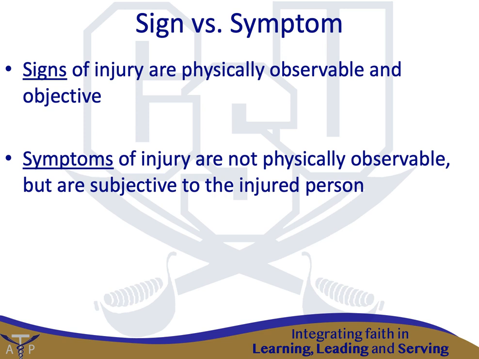This is different than what a symptom is. Symptoms of injury are not physically observable, but are subjective to the injured patient. Common symptoms are pain, soreness, someone complaining of being nauseous, maybe having a headache. Those are things that we cannot objectively see or measure from the outside.